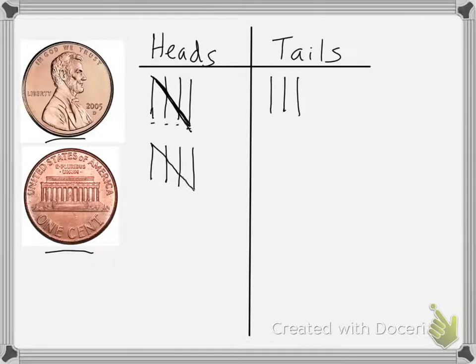1, 2, 3, 4, 5. For tails, 1, 2, 3, 4, 5. And this is how we make tallies. We put them in groups of 5.